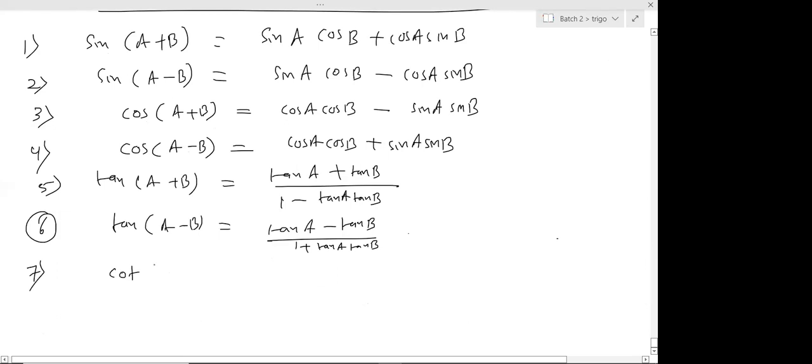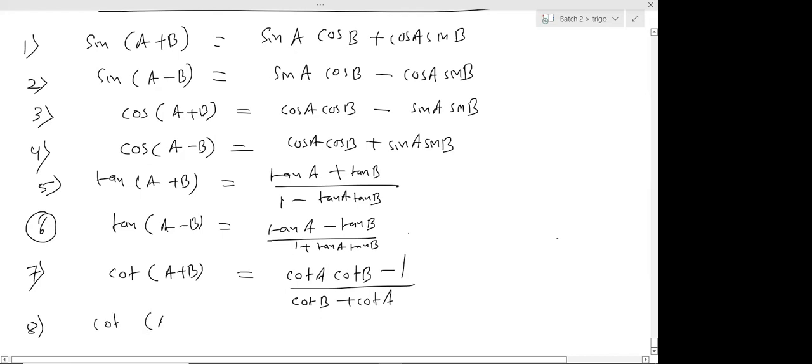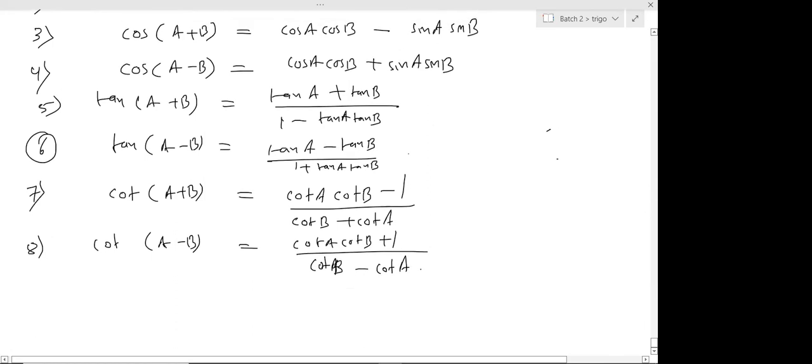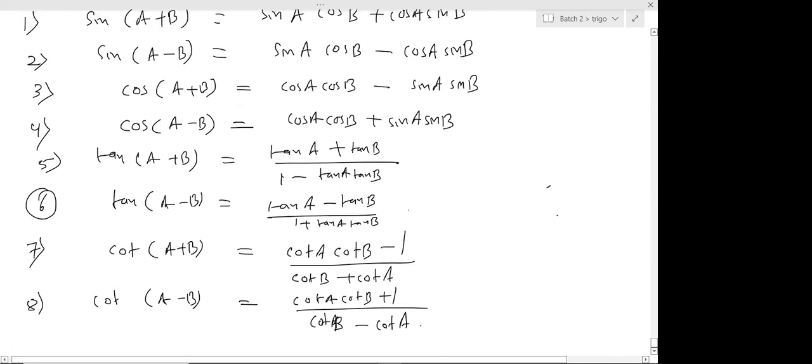Seventh one is cot A plus B, cot A cot B minus 1 upon cot B plus cot A. Cot A minus B is cot A cot B plus 1 whole divided by cot B minus cot A. All right, write this one. Then we'll move ahead.